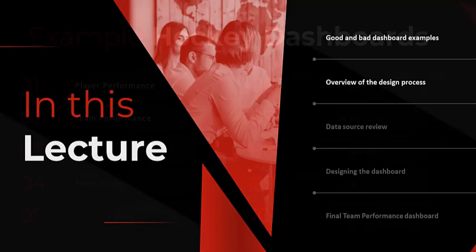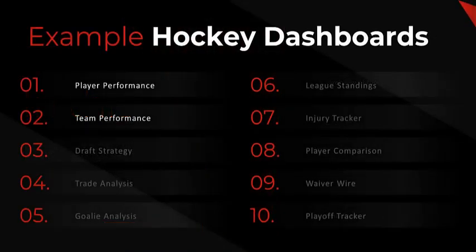While we'll focus on a team performance dashboard, there are many different types of dashboards that you can create. The first two you will obviously be familiar with, but the others may be new to you. Player performance dashboard. This dashboard could display individual player performance, including stats like goals, assists, shots, plus-minus, and ice time. It could allow users to filter by team, position, and time period, and include visualizations like line charts and tables.